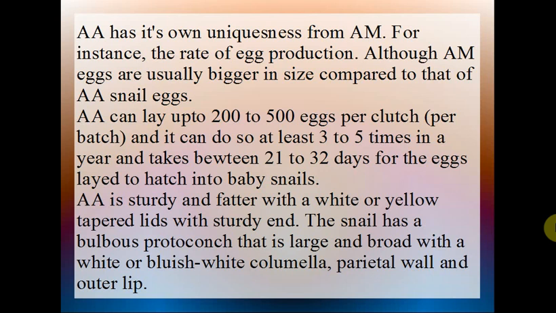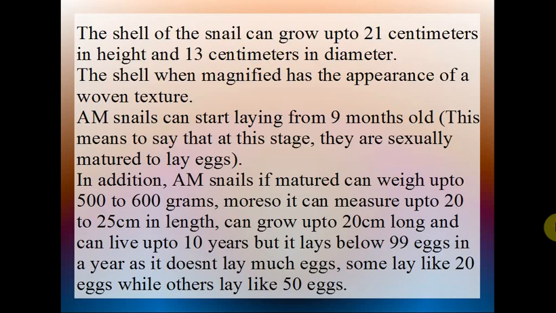AA is sturdy and fatter, with a white or yellow tapered lid with a sturdy end. The snail has a bulbous protoconch that is large and broad, with a white or bluish-white columella, parietal wall, and outer lip. The shell of the snail can grow up to 21 centimeters in height and 13 centimeters in diameter. The shell, when magnified, has the appearance of a woven texture.